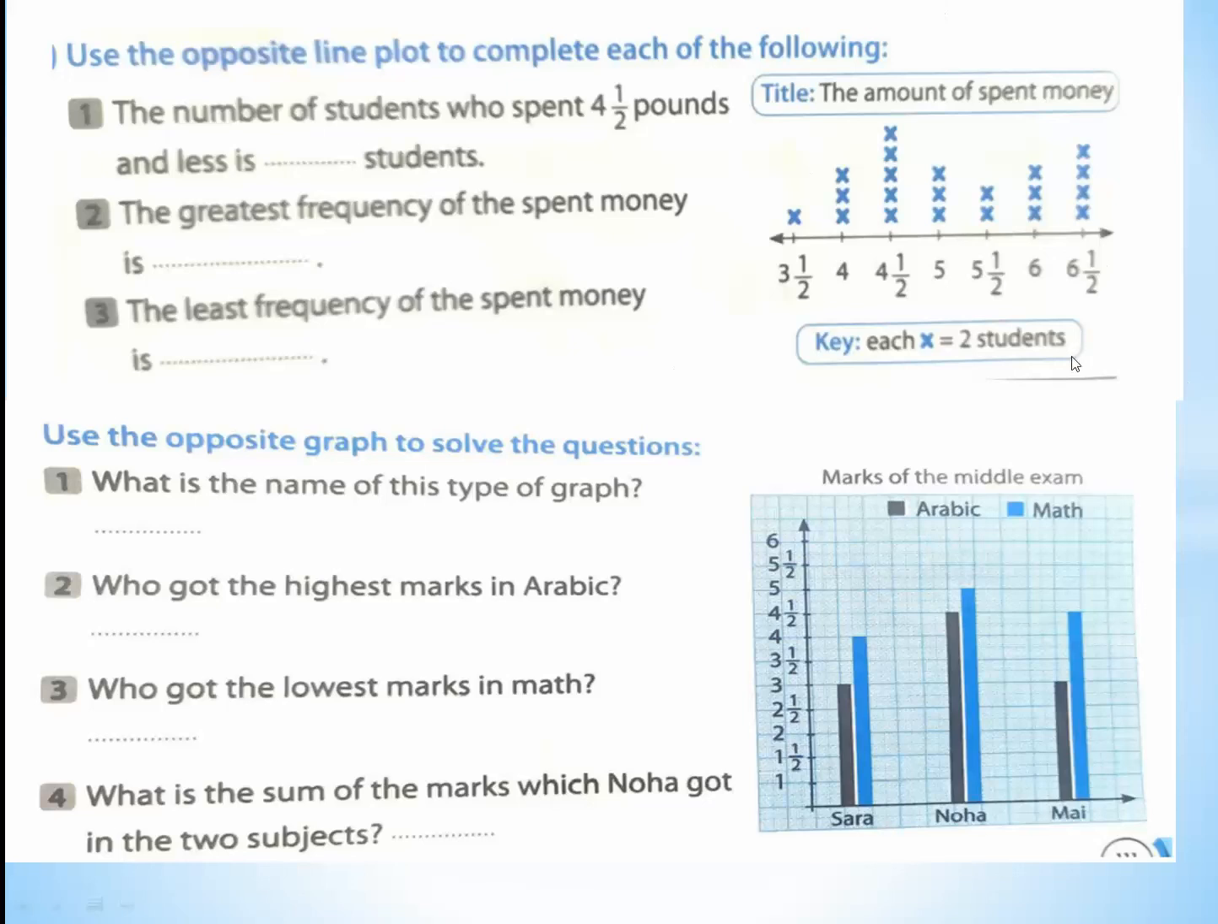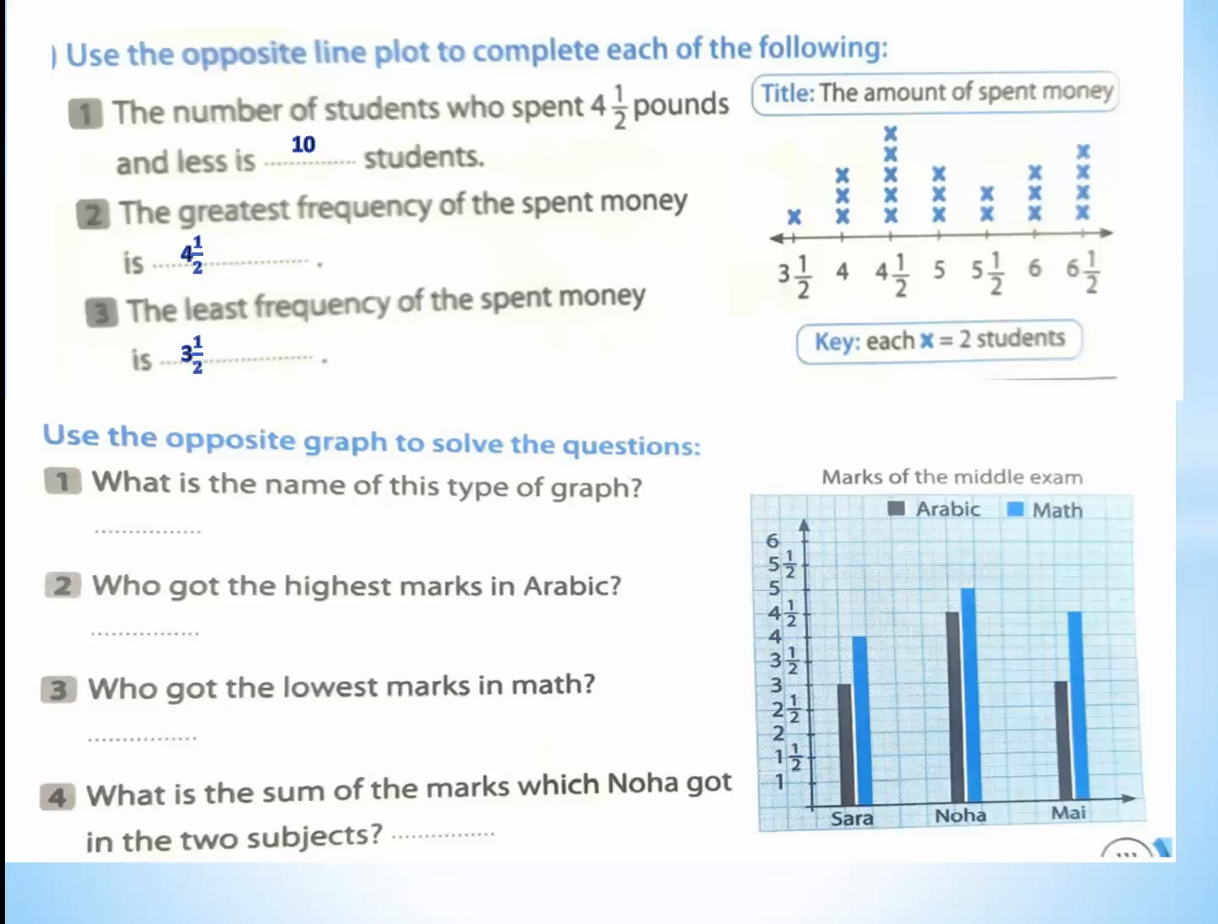Okay, from the line plot, let's answer the number of students who spent 4.5. Each line plot here equals 2 students. So if I want to calculate the number of students who spent 4.5, it will be 2, 4, 6, 8, 10. So the number equals 10. The greatest frequency of the spent money, which one is greatest? 4.5. Okay, the least frequency, which one? 3.5.